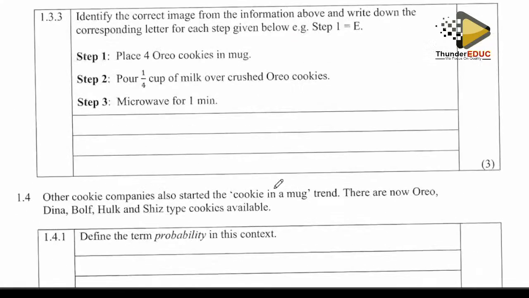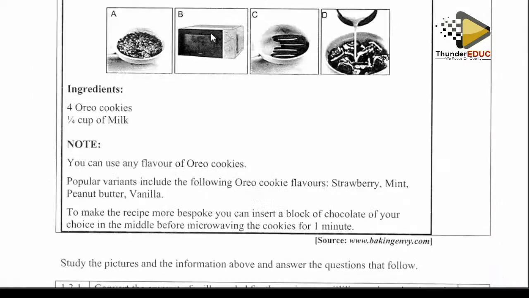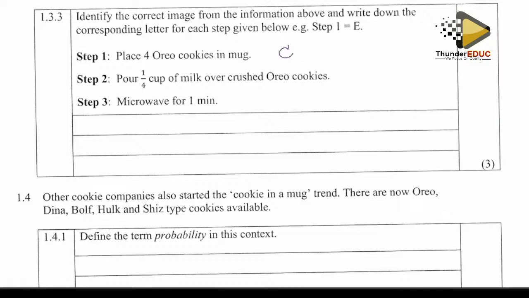Okay. We got 1.3.3. Identify the correct image from the information above and write down the corresponding letter for each step given below. E.g., step 1, if it's E, then you write E. So step number 1 says place 4 Oreo cookies in a mug. When you look at this nicely, it's this one here, C. 4 Oreo cookies, we have 1, 2, 3, 4. So step number 1 is C.